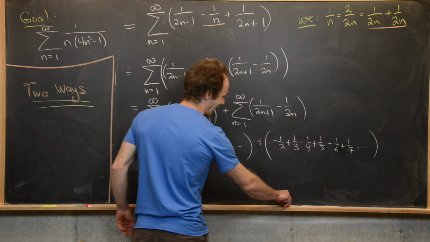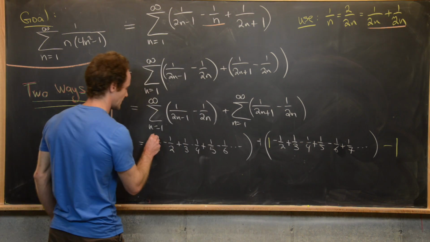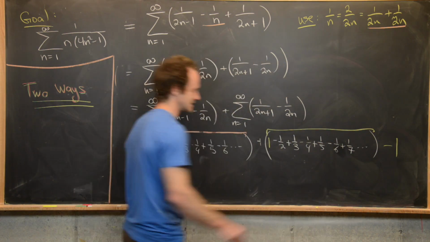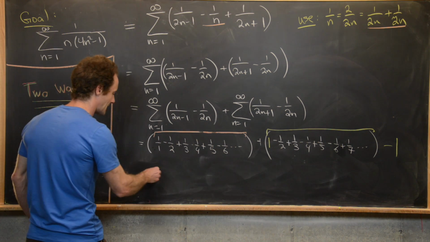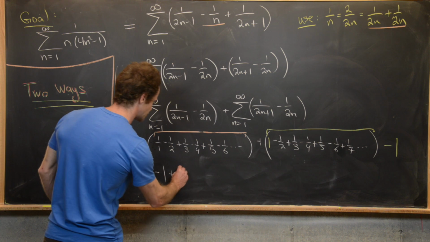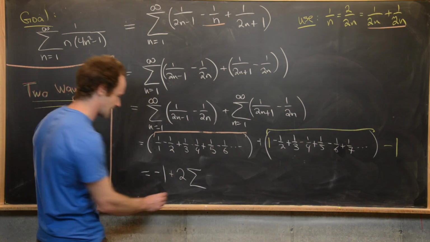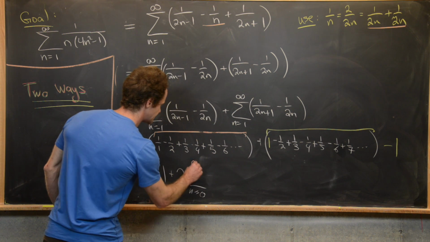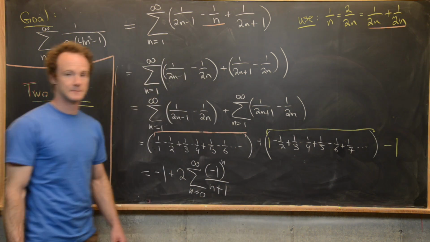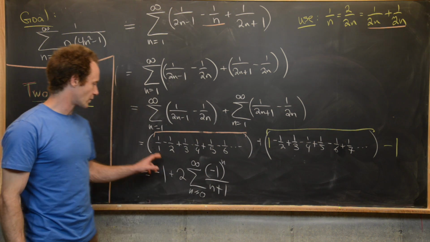If we go ahead and add 1 to this and subtract 1 on the outside, now this guy and this guy are exactly the same. Now I'm going to bring that minus 1 out front, and then I'll combine these things together into twice the sum of the alternating harmonic series, and I'll write that as the sum n equals 0 to infinity of minus 1 to the n over n plus 1. Let's just check that that makes sense. If we plug in n equals 0, we get 1 over 1, good.